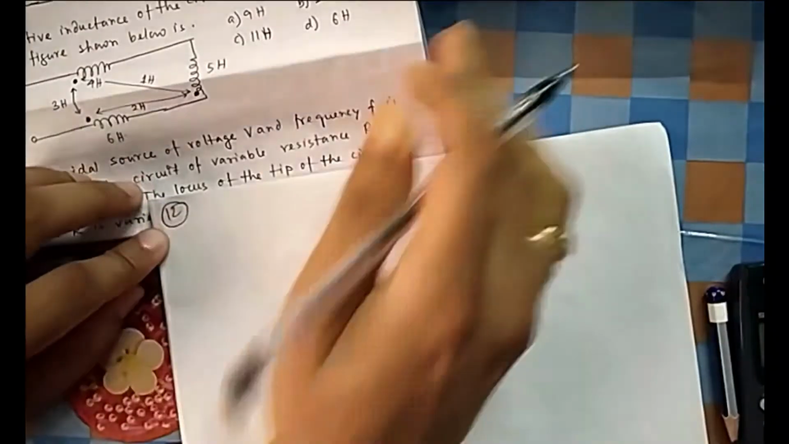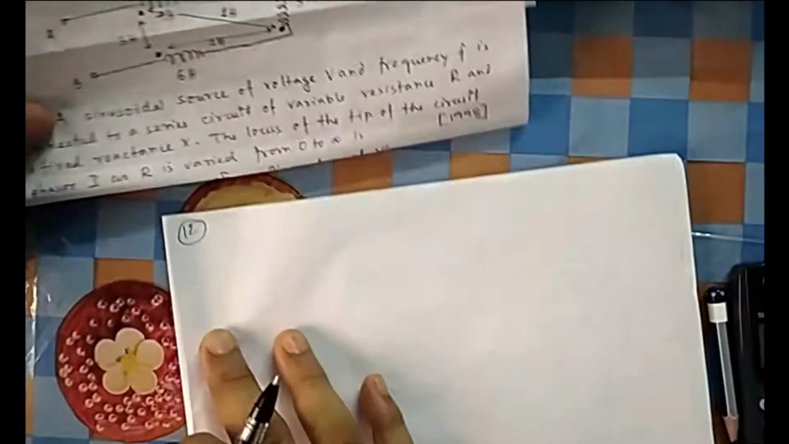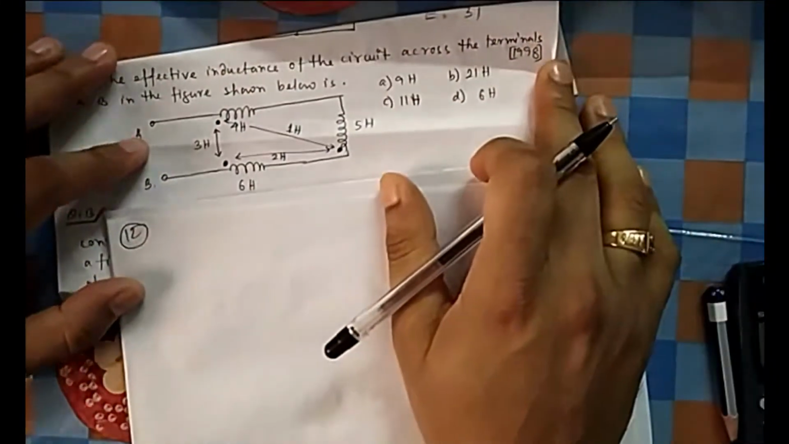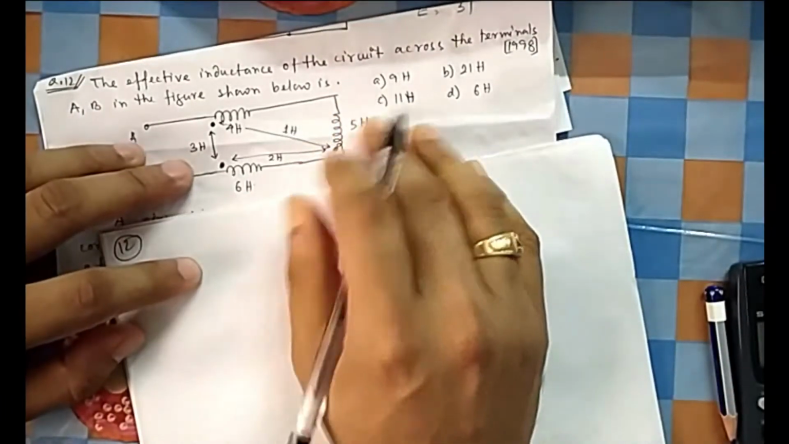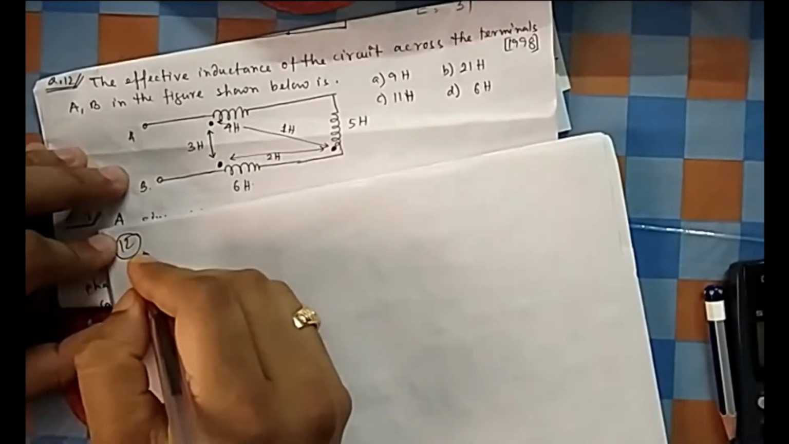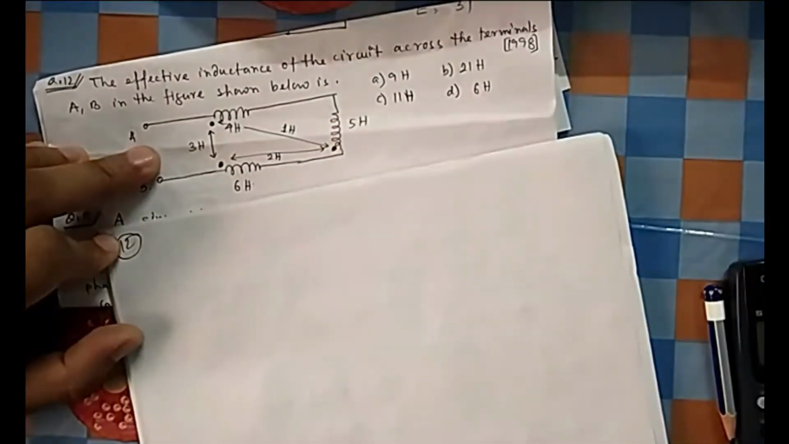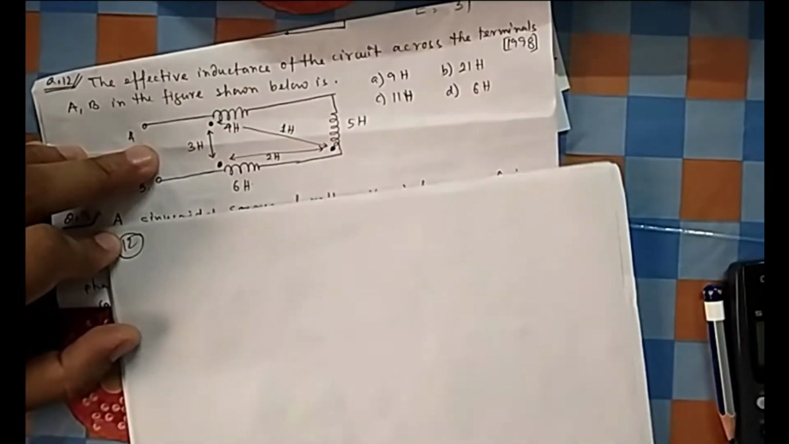So it is question 12. What is asked? The effective inductance of the circuit across. This one we have already done. I think this is again a repetition. So you can see there are some repetitions also. Concepts, you will always find something similar. Questions may change, but if you solve these questions, it becomes easy for you for the exam.